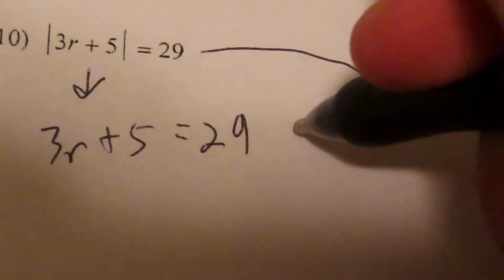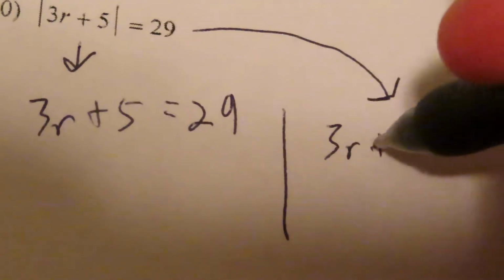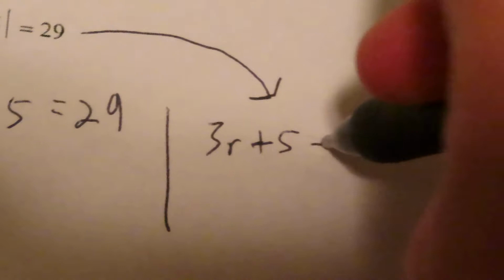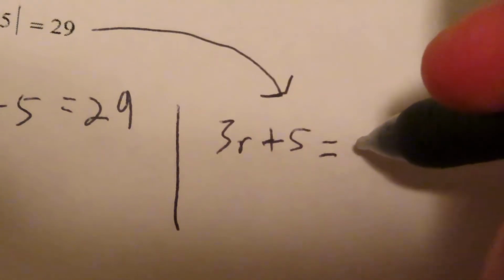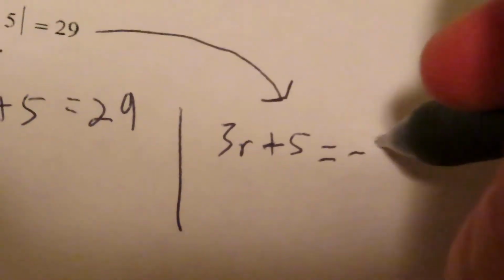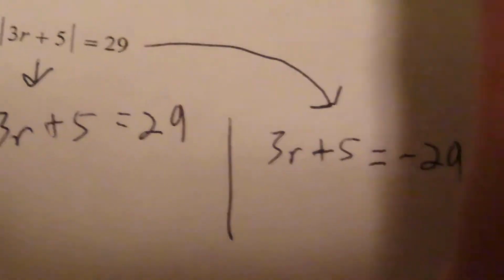But this time it's going to be 3r plus 5 is equal to what? Come on, you know this. What is it? Come on, say it. I can't hear you. That's right, negative 29. Good job. And then we're going to go ahead and solve for each of those letters.